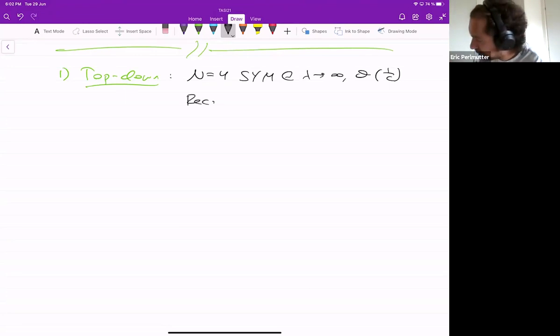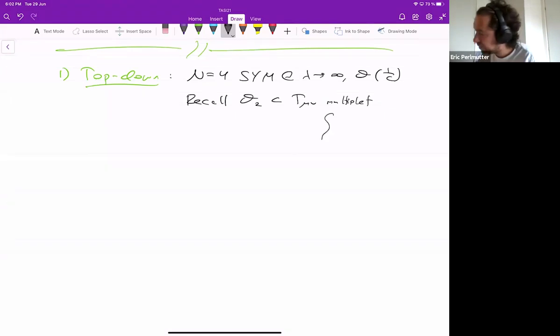Recall that this operator O2 from yesterday is the superconformal primary in the stress tensor multiplet. And the operators in the stress tensor multiplet are exactly those which are dual to the massless fields of AdS5 massless maximal supergravity.